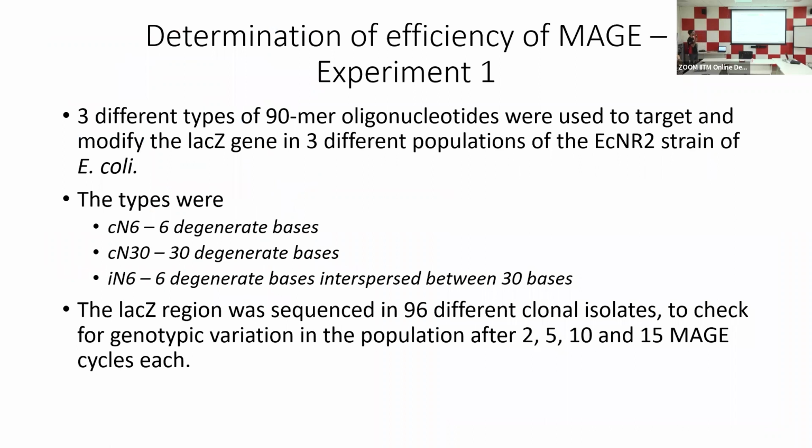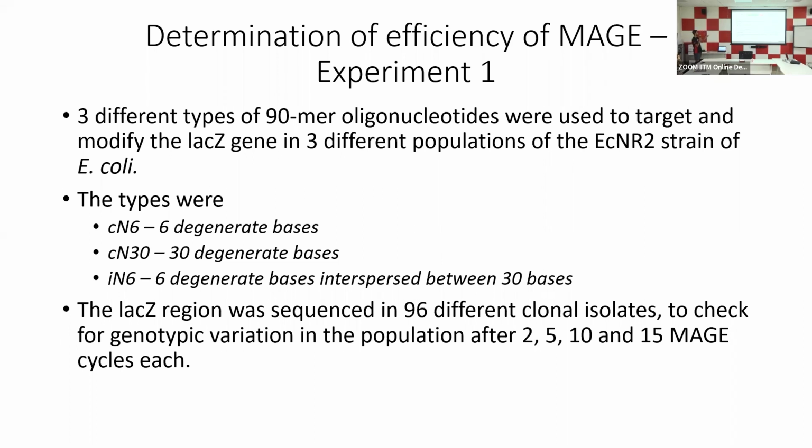Right. So first, determination of efficiency of MAGE. This is the first experiment elucidated in the paper in order to determine how efficient MAGE is as a system. For this experiment, three different types of 90-nucleotide-long oligonucleotides were used to target the lacZ gene in different populations of the EcNR2 strain of E. coli. The three types of oligonucleotides used: CN6, so basically consecutive N6 bases. N means, like I said, N can have any of the 4 bases. CN30 means consecutive N30, so 30 degenerate bases. CN6 is 6 degenerate bases. And IN6 is interspersed N6, so 6 degenerate bases interspersed between 30 in general bases.